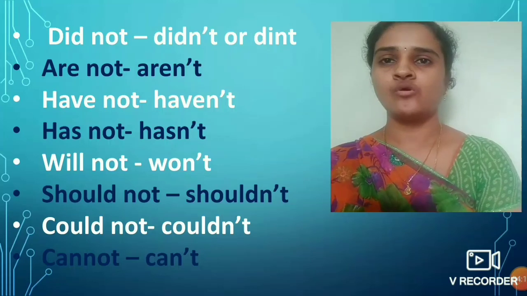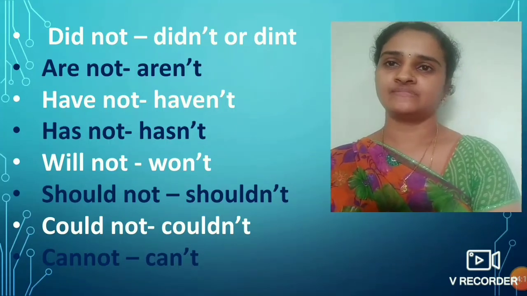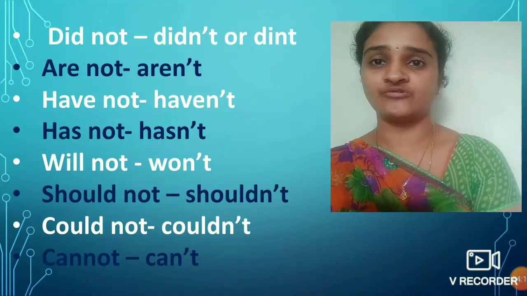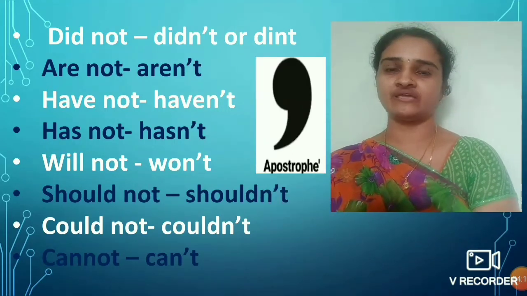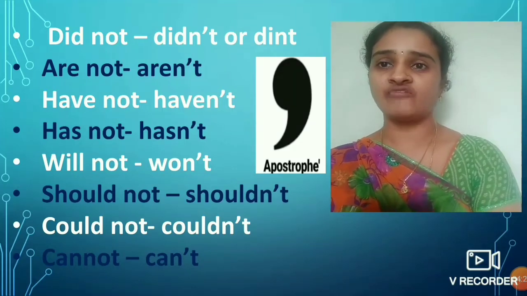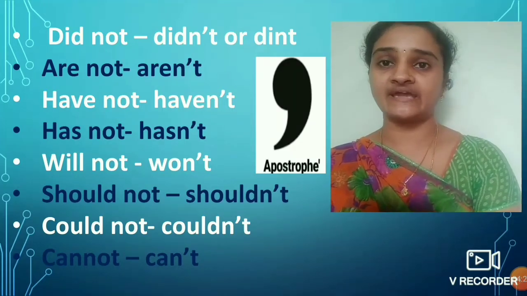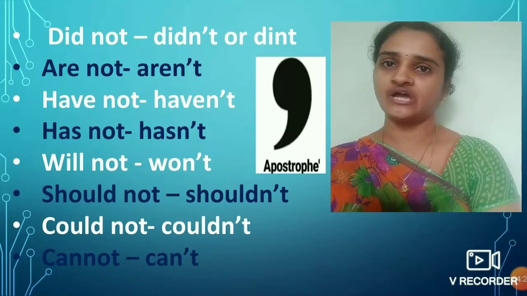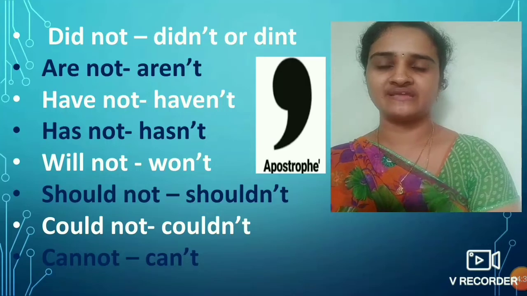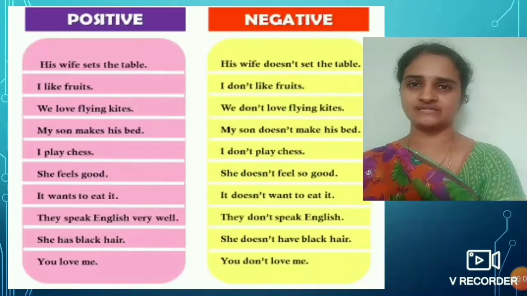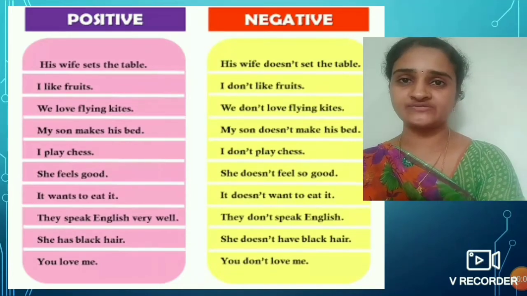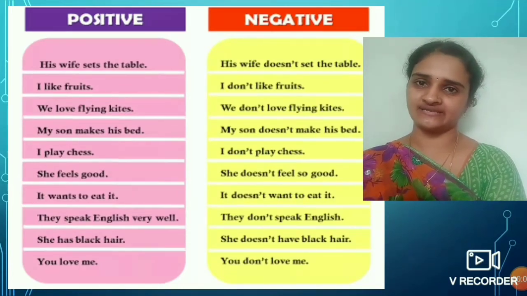Children, so what is the difference between the short form and the exact one? You can find the apostrophe in the short form. In these short forms, one word is taken out and it is made a short form of these long forms. Okay, children? Children, let us now learn how to change a positive sentence into a negative sentence.